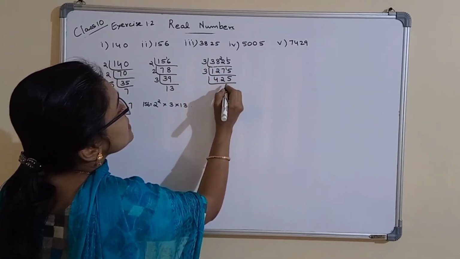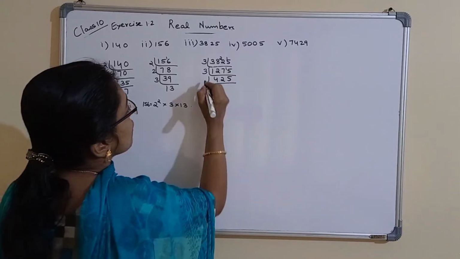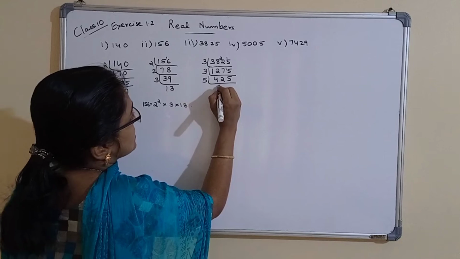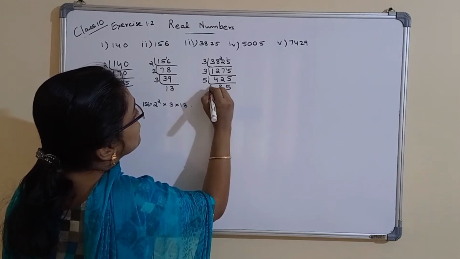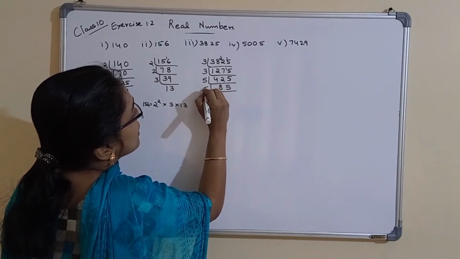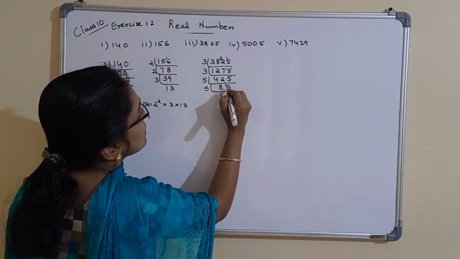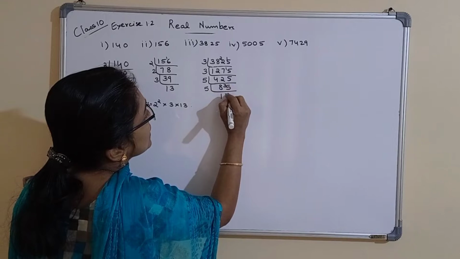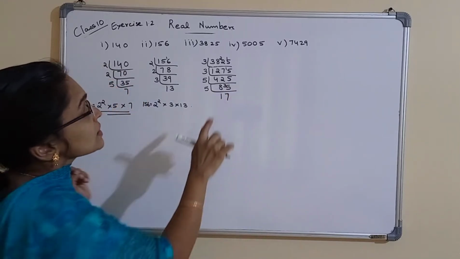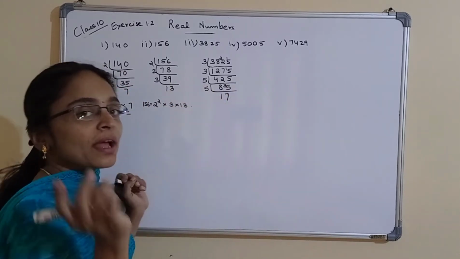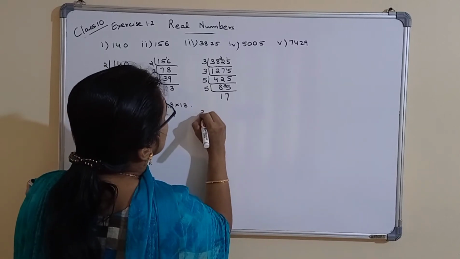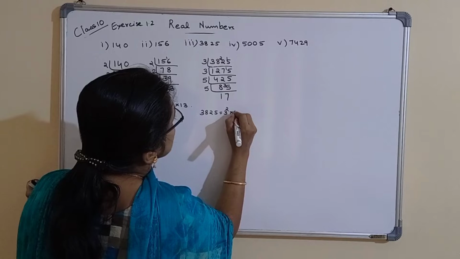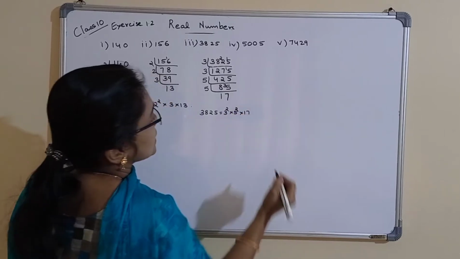425. Then 6 plus 5 is 11. 3 is not a factor. Now, is 5 a factor? Yes. So, 85. Then 5 is again a factor. 17. So, this is a prime number. So, it cannot have any other factor. So, 3825 can be written as 3 square into 5 square into 17.